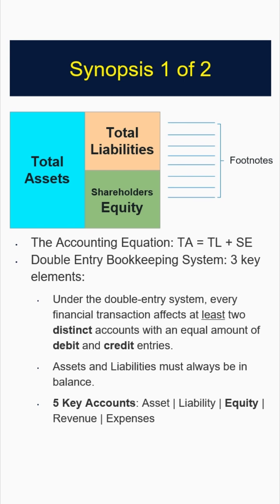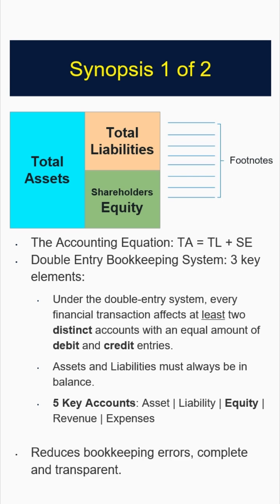The third key element of double entry bookkeeping system is it has 5 key accounts named as asset, liability, equity, revenue and expenses. Now in income statement primer, the last video, we talked about what is an asset, what is a liability, what is revenue and what is expenses. There is a new account here, equity, which we will take up in our subsequent videos. The final point I want to make here on this synopsis 1 of 2 sheet is that double entry bookkeeping system reduces bookkeeping errors. It ensures complete and transparent recording of all the business transactions.